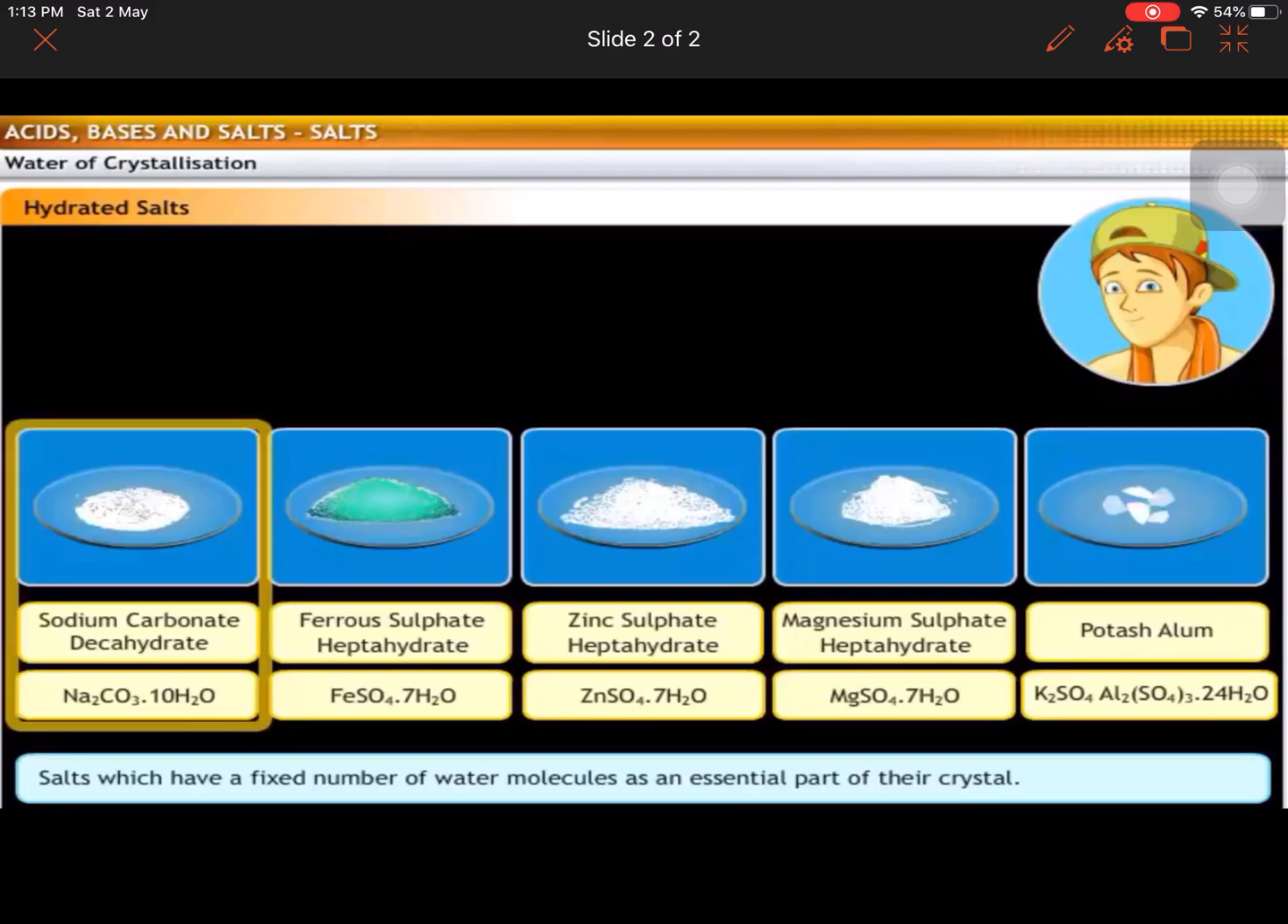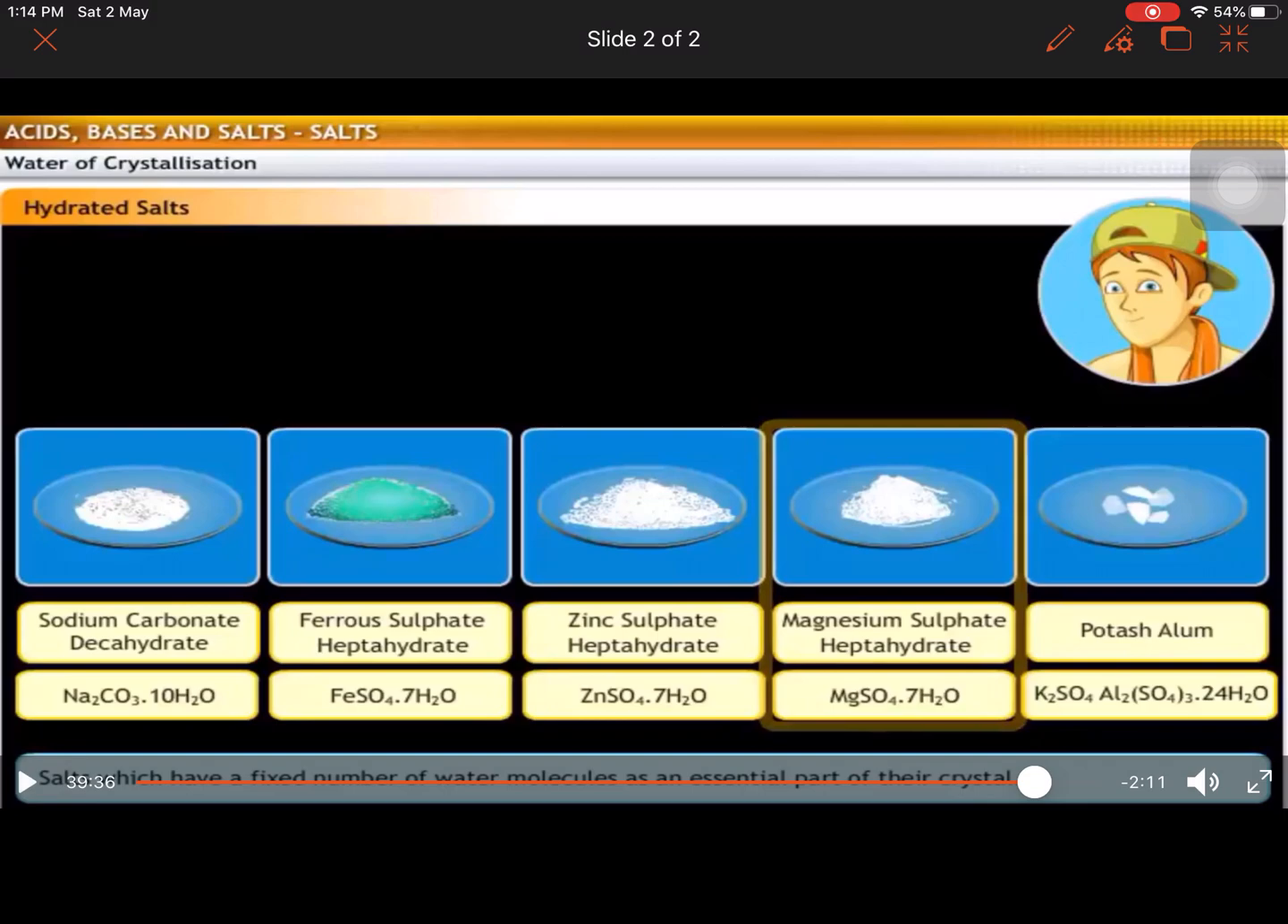Note down all the example formulas. Sodium carbonate decahydrate, Na2CO3.10H2O. Ferrous sulfate heptahydrate, FeSO4.7H2O. Zinc sulfate heptahydrate, ZnSO4.7H2O. Magnesium sulfate heptahydrate, or Epsom salt, MgSO4.7H2O. Write it down. This is called Epsom salt, spelled EPSOM, and you will see gypsum also.